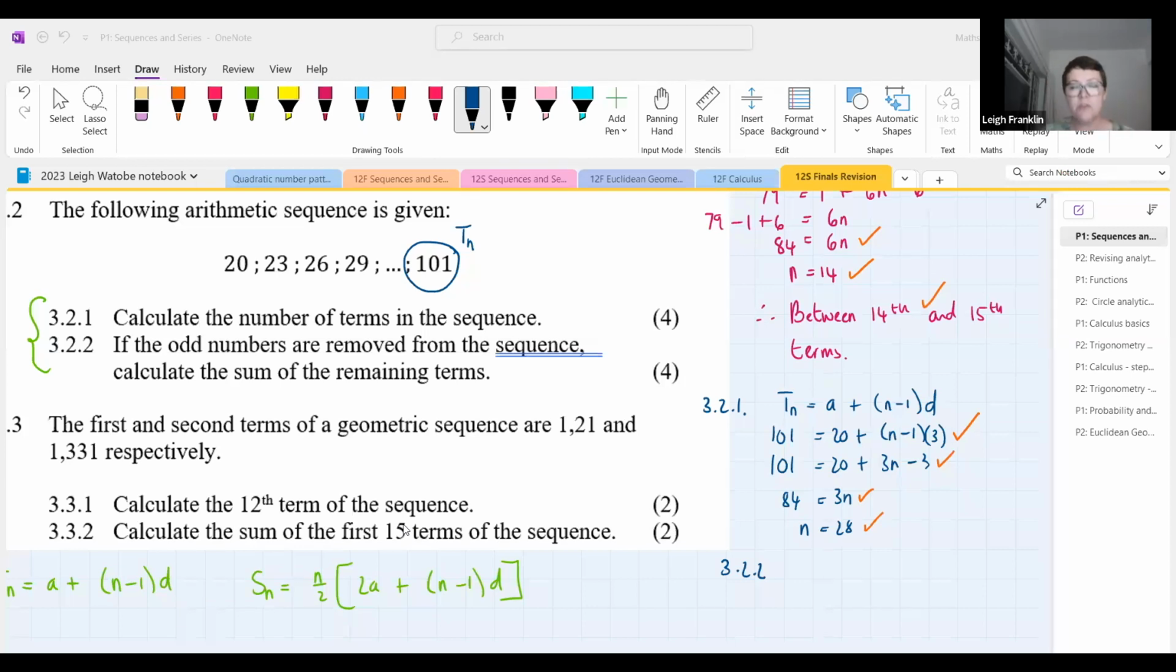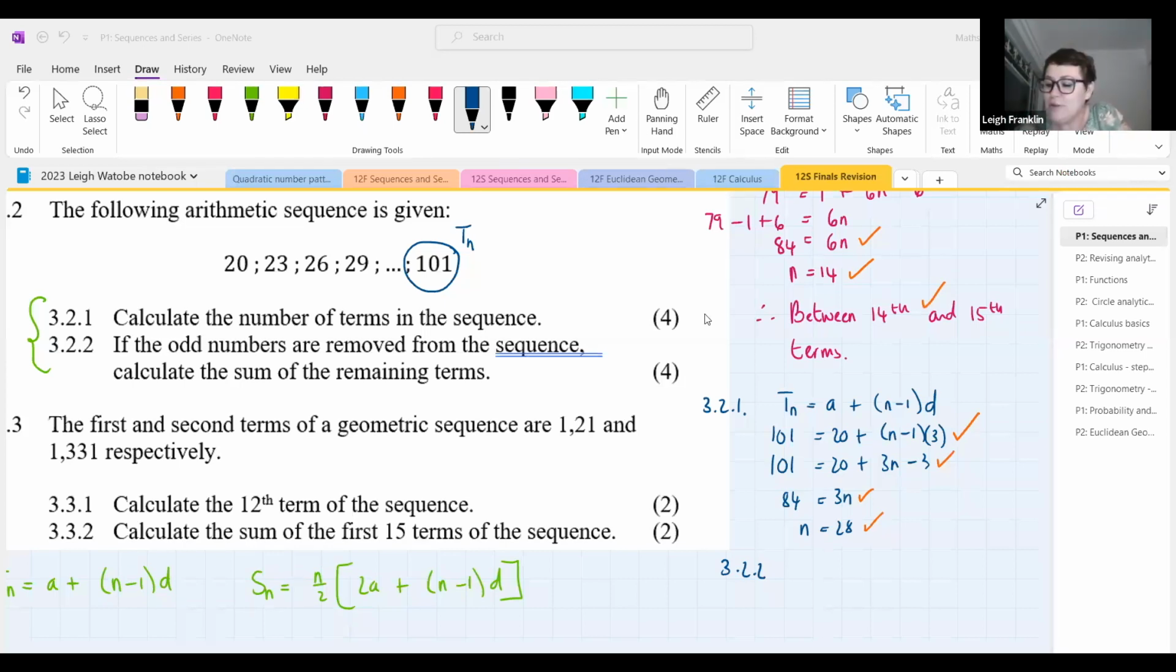So if it starts with an even number and it ends with an odd number, it's safe to say that if there are 28 terms in the pattern, 14 of them are going to be even numbers and the other 14 are going to be odd. Does that make sense to everybody? For me, I got it. Yes, that's the answer I got for me. Yes.